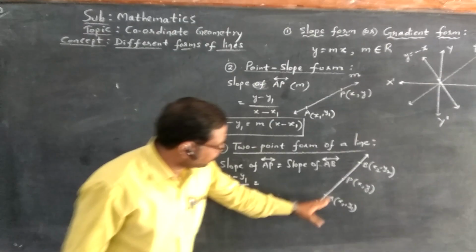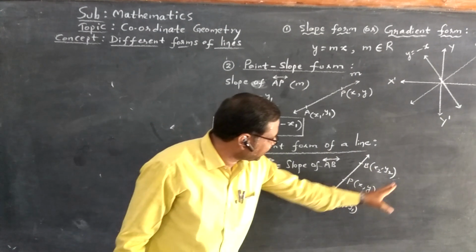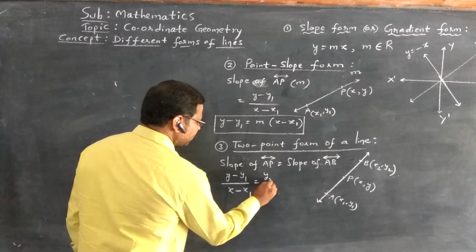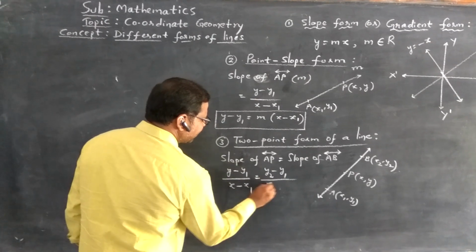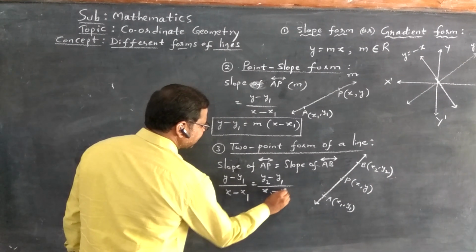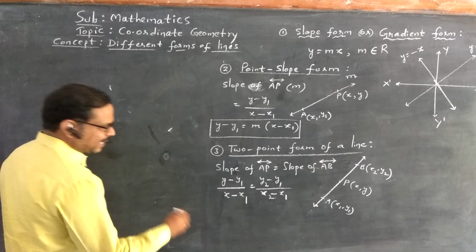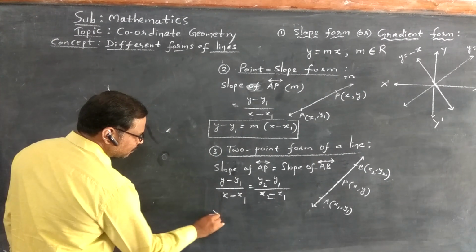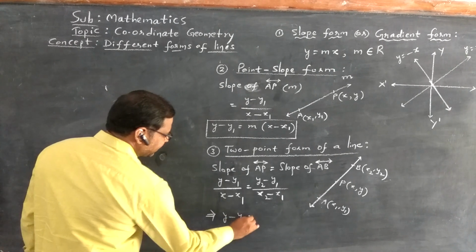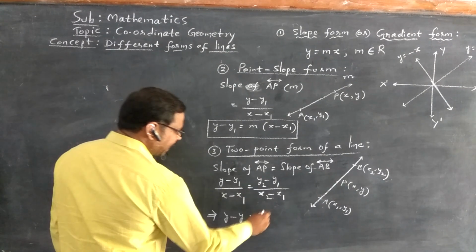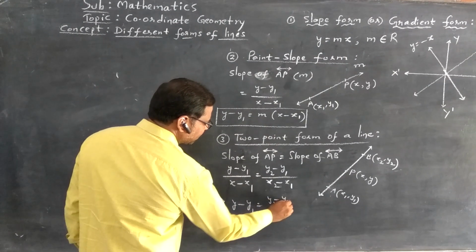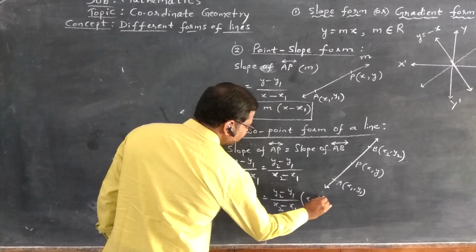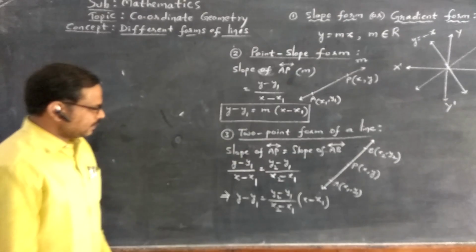Okay, that is the slope of AP. Next, the slope of AB is (y2 minus y1) by (x2 minus x1). Now I will take cross multiplication, or just an arrangement: y minus y1 is equal to (y2 minus y1) upon (x2 minus x1) into (x minus x1).